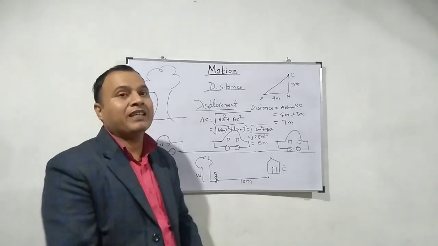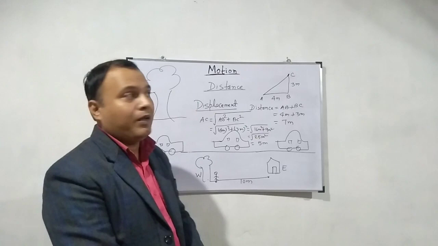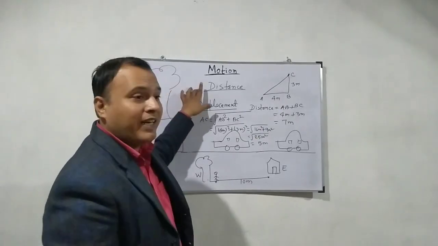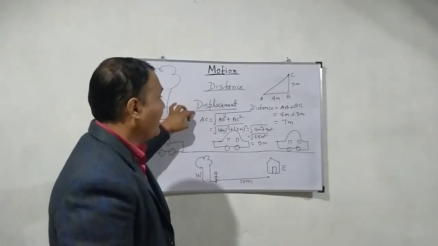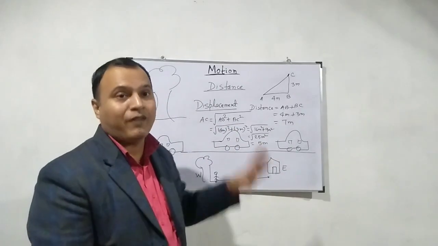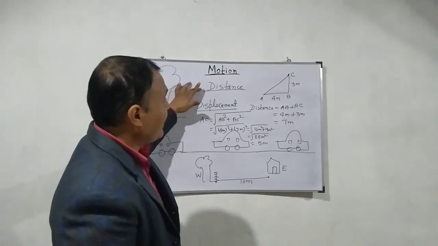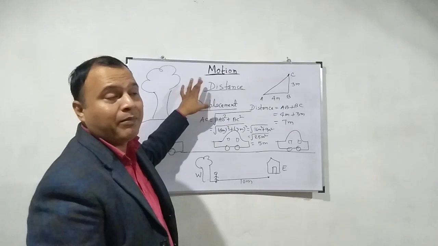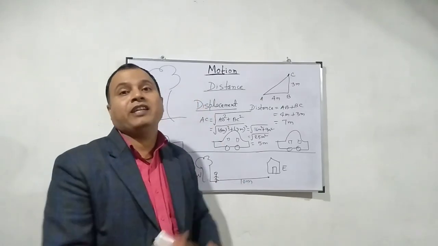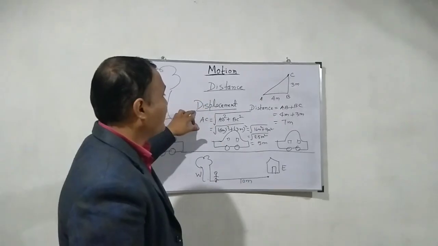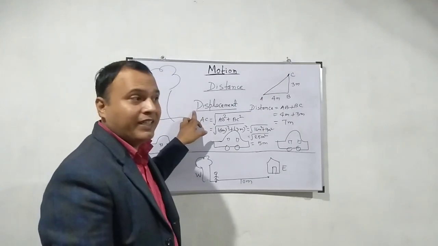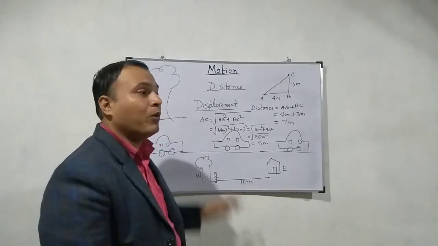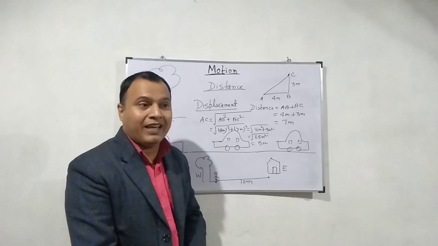distance and displacement are not always the same. Distance is the actual length of the path and displacement is the shortest distance between the initial and final point. Distance is a scalar quantity. It means distance has only magnitude, whereas displacement is a vector quantity. It means displacement has both magnitude as well as direction.